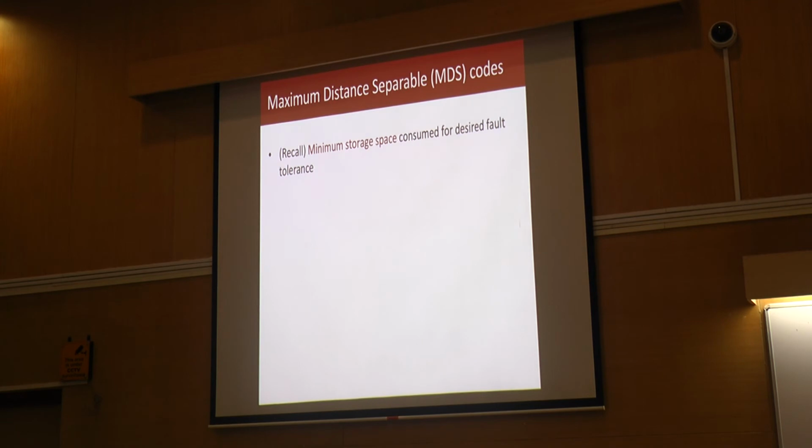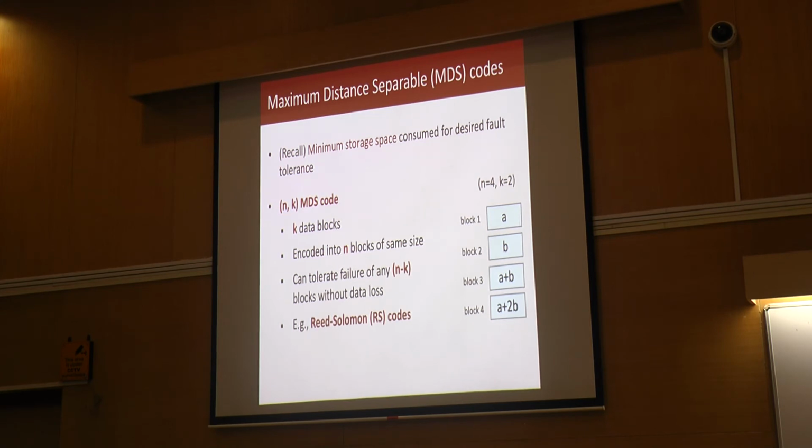Okay, so now just recall one point that we had seen earlier in the primer on MDS codes, that is, maximum distance separable codes, right? Recall that for a given amount of fault tolerance that you need, they consume minimum storage overhead, or vice versa, that is, for a particular amount of storage overhead, they give you the maximum fault tolerance. And that in an (n, k) MDS code, you can tolerate any n minus k erasures, right? And Reed-Solomon is the popular example.